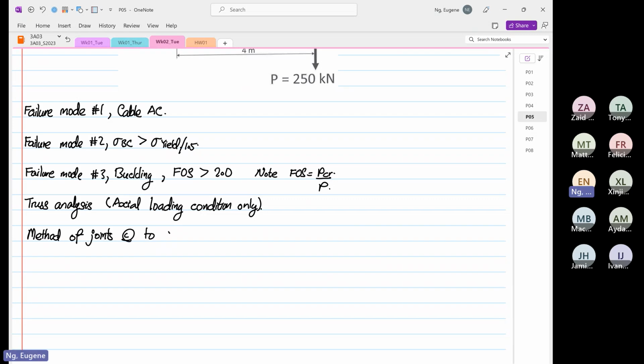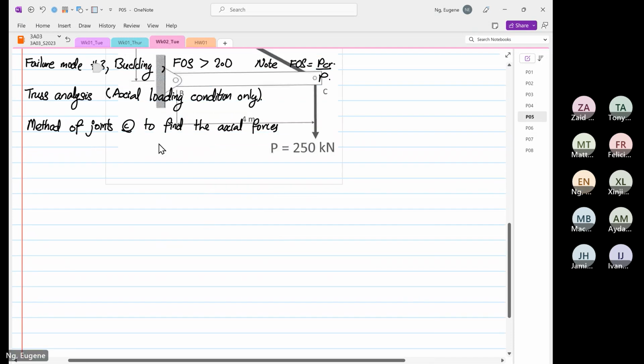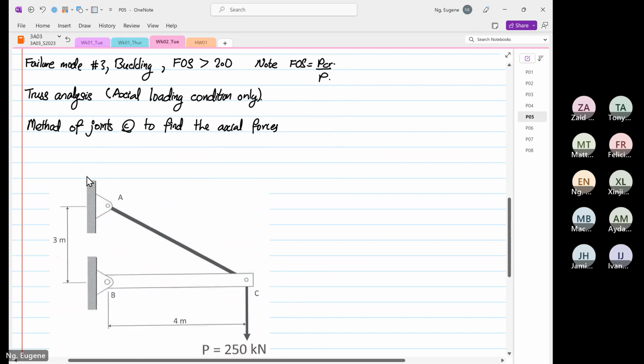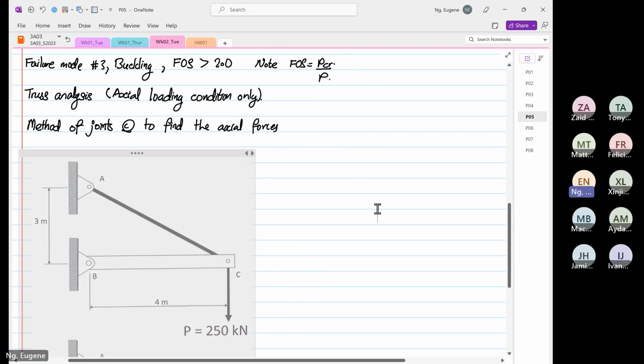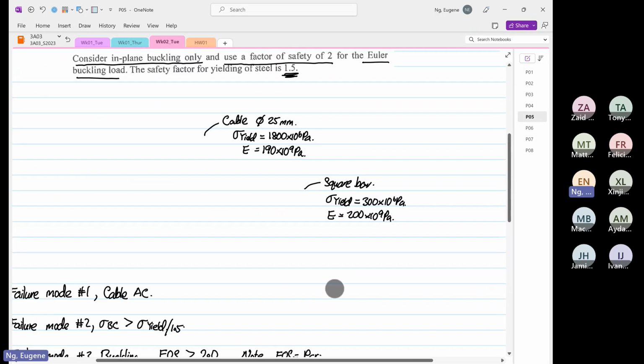To find the axial forces. Okay, so let me get the image again. Okay, the image is here. Right. Okay, so this is weird. It should not be doing this.